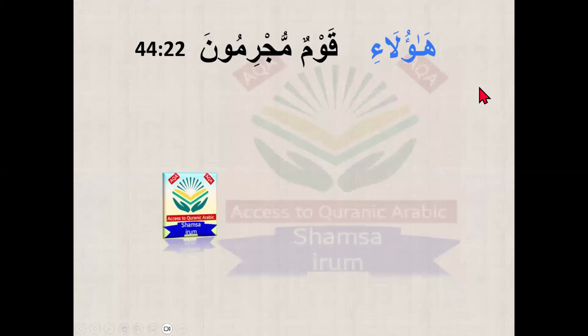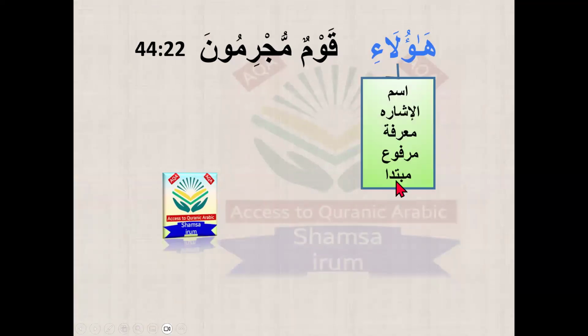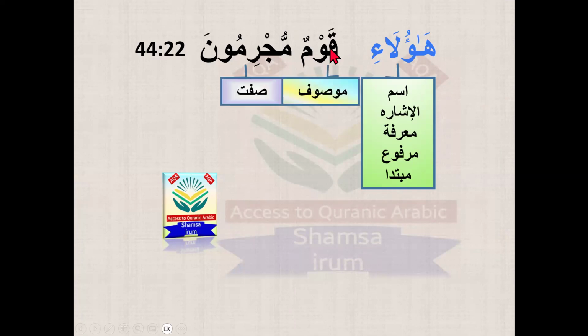Okay. Next again is haulai, ism ishara, marfu, and it is mubtada because there is no musharun ilay, as the next word is not starting with the al. So I will go quickly now because the same thing is repeating again and again. Qaumun is mausuf, mujrimun is sifa. If you check all the qualities, they are matching with each other. Same as qaumun ahaduna, it is the same, qaumun mujrimuna. In the last slide the word was aduna, and here it is mujrimuna. The rest is all the same.